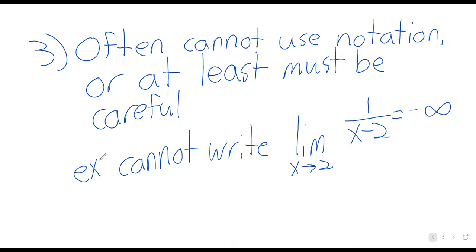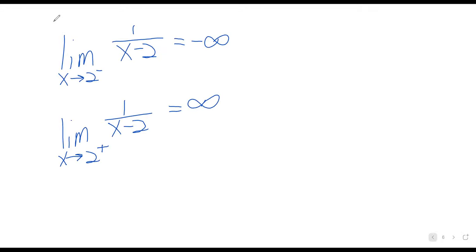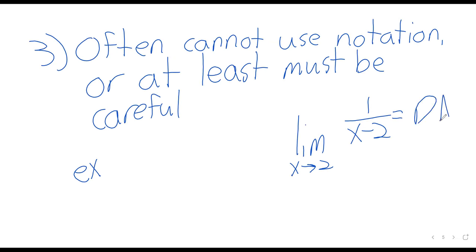So going back to this frame, if we can't write that this limit is negative infinity or positive infinity, what do we write? Well, we don't have any special notation. If we don't want to write that statement involving one-sided limits, we just write that this limit DNE, does not exist. And we can't use our infinity, negative infinity notation. Any questions so far?